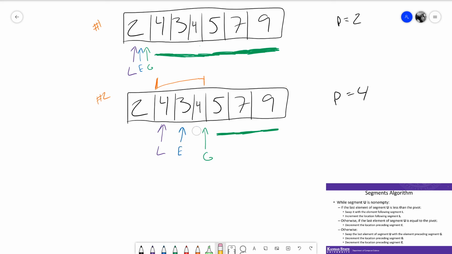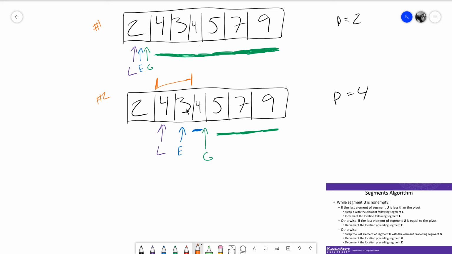And so now we have two things. Now E is here. E has started to separate away from G. And so that makes this 4 now part of segment E. And so now we also decrease U, so our segment U is now looking at 4 and 3. So 4 and 3 here.